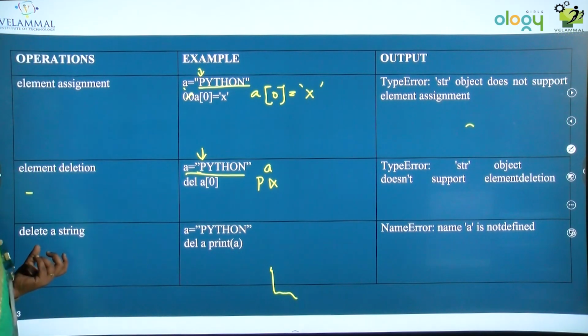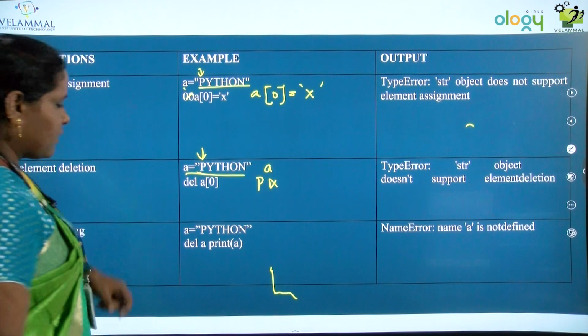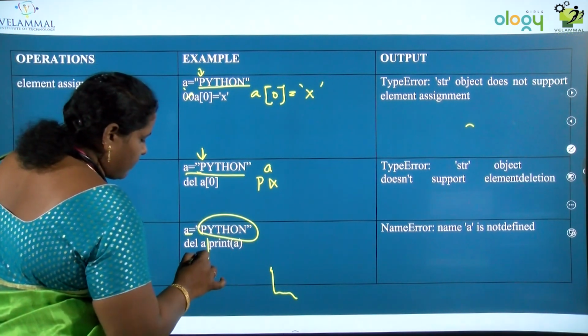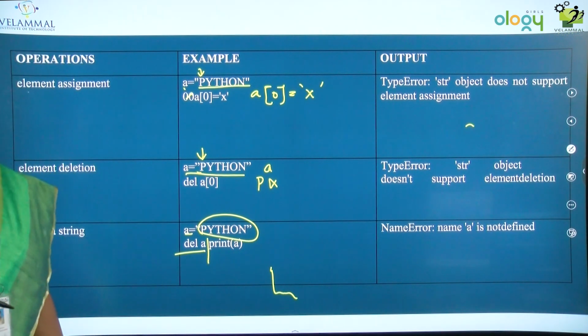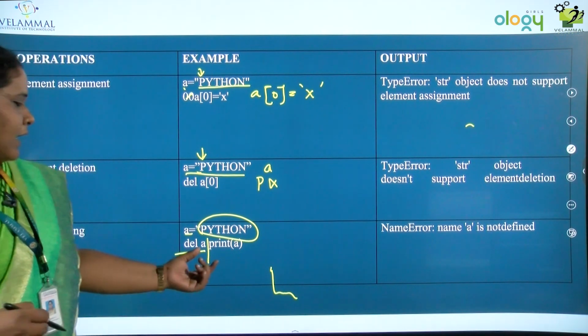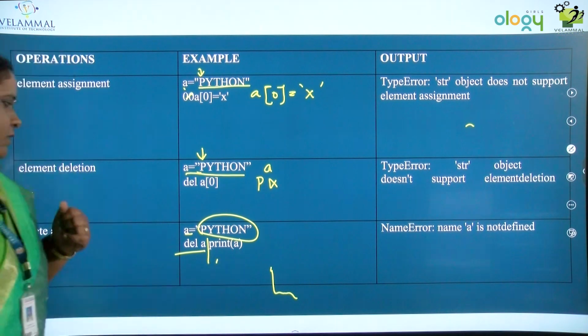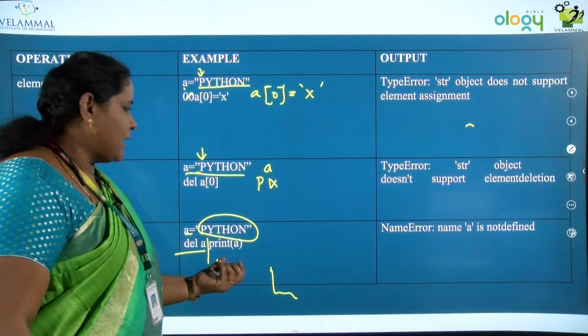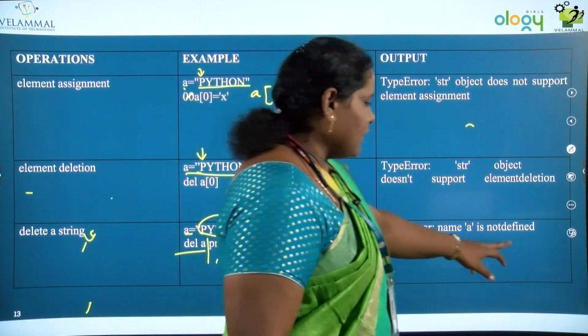Okay, so next is going to be delete a string. This can be operated. You can give a string name followed by the elements in the string, and perform the operation delete. So what will happen? The completed string will be deleted. Again, if you want to get the string value and you type print A, you won't be able to get it.